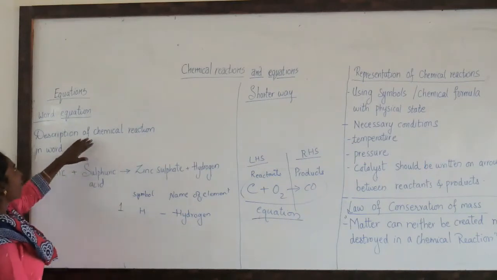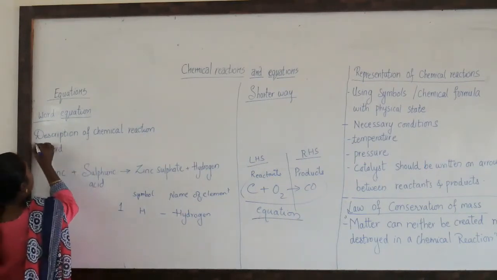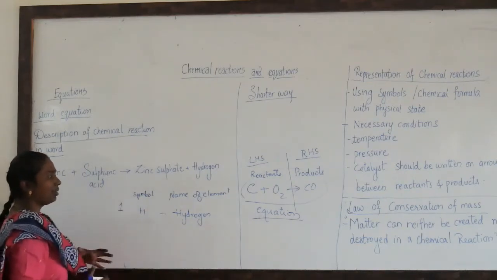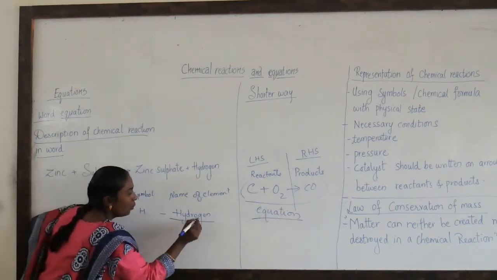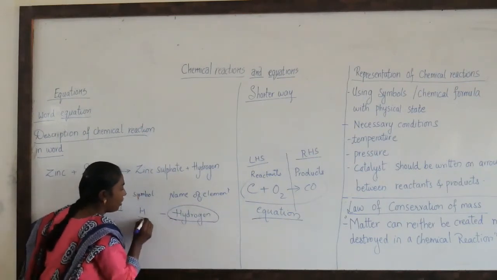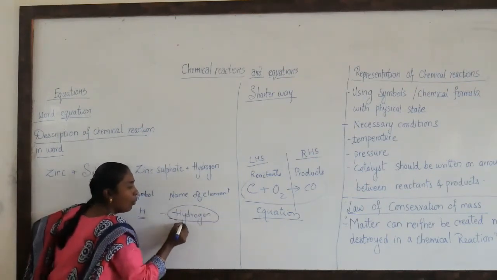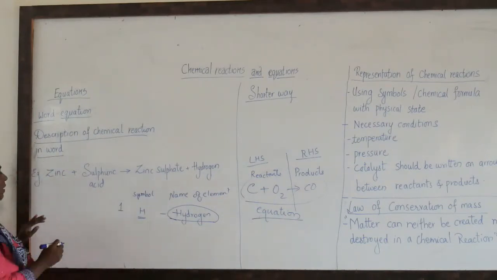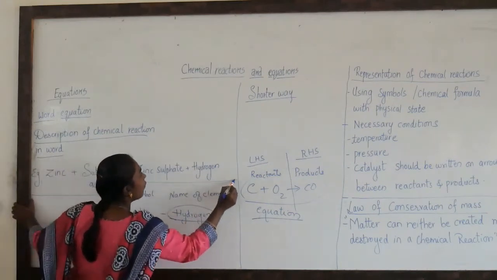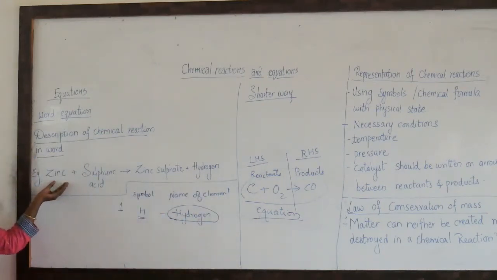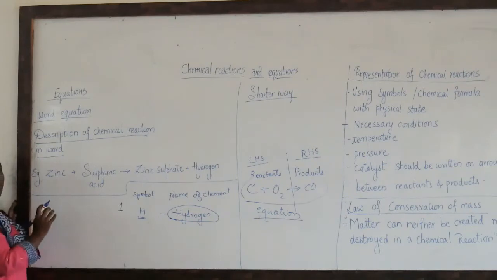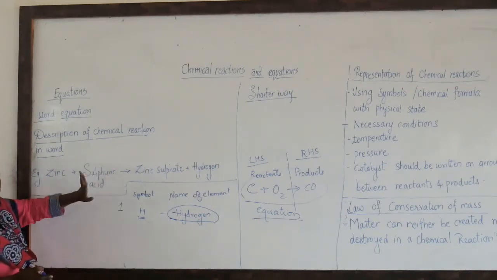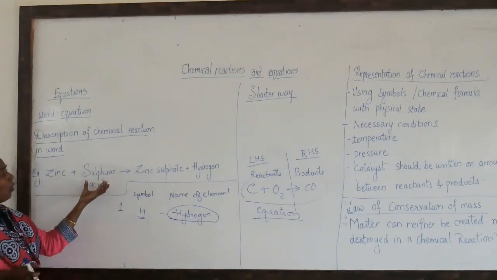Now this word equation refers to the description of a chemical reaction in words. What is this description? Now this hydrogen, the whole word is written. It is not denoted by a symbol. It is written with the whole word hydrogen. So here we have taken an example. Don't get confused. I will draw a line for it. Now zinc is a metal. We have not written the symbol here, we have written the whole word. Sulfuric acid. We have not written the symbol here, we have written the whole word.